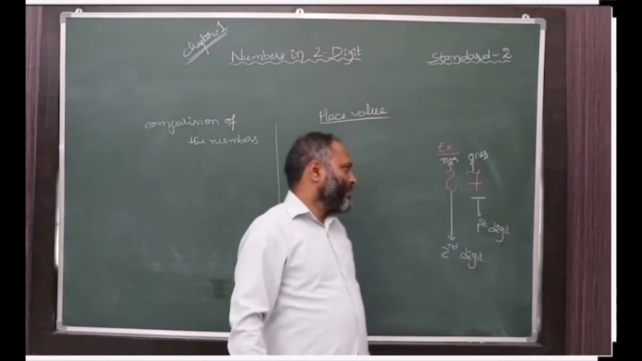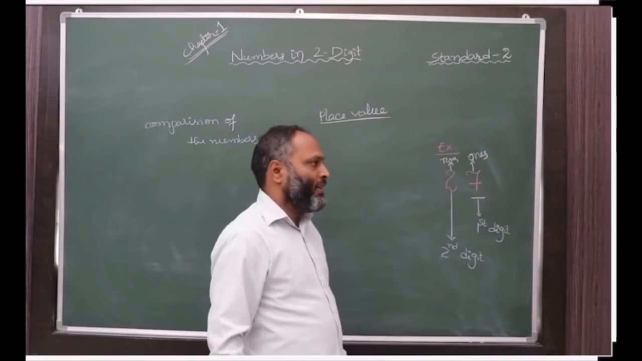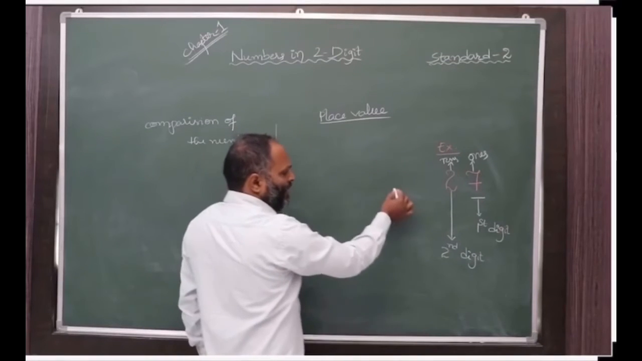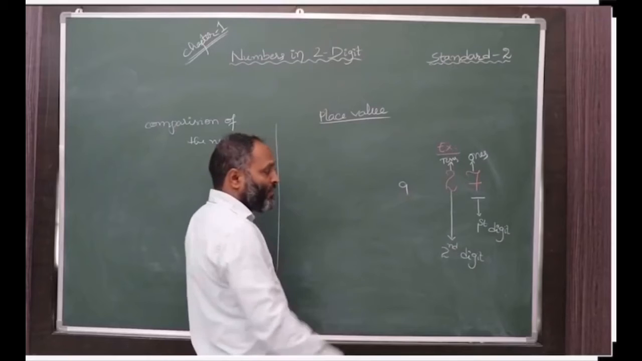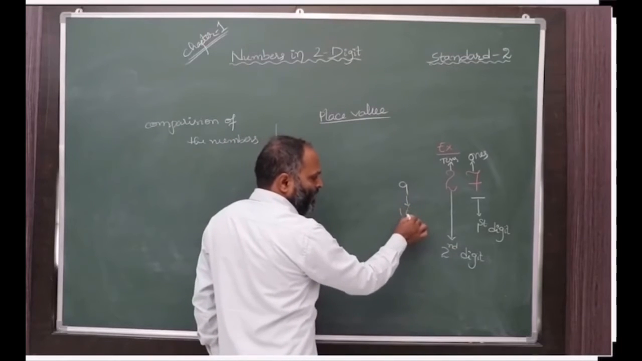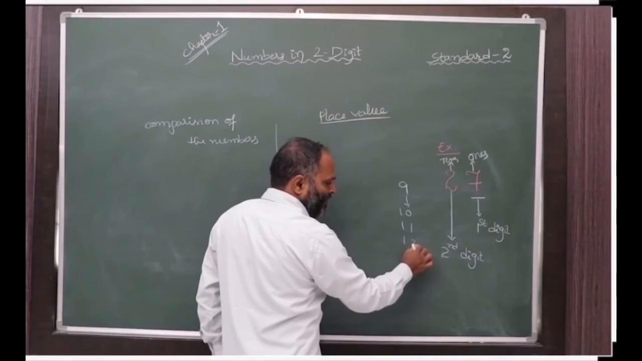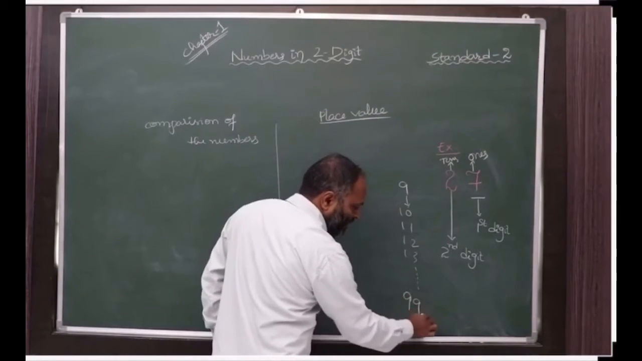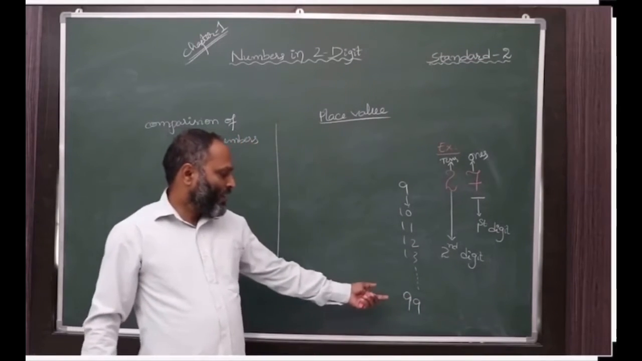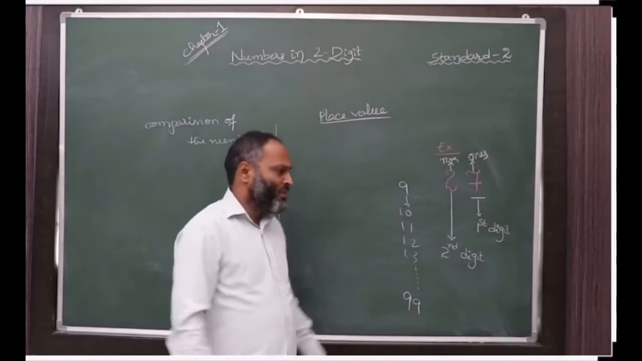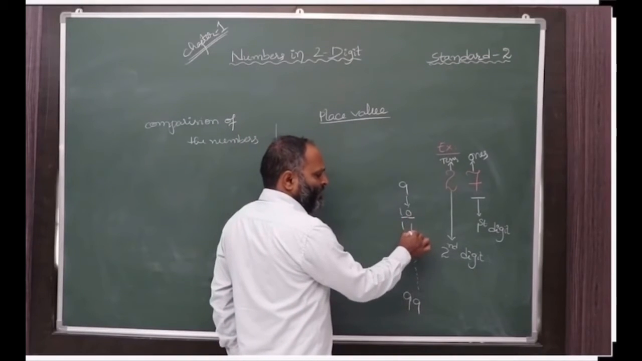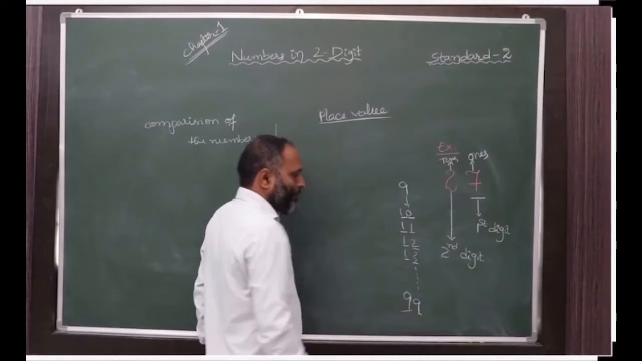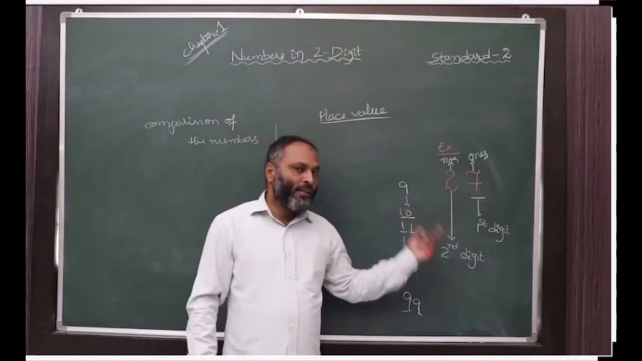We have to discuss two-digit numbers till 99. Two-digit numbers start from 10. Till 9, these are single digits. After 9, 10 will come. 10, 11, 12, 13, and so on, till 99. So we have two-digit numbers: first digit, second digit, first, second, and so on. Like this, these are the two-digit numbers.